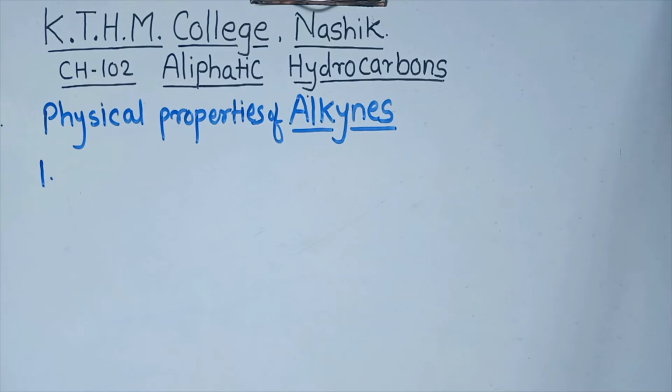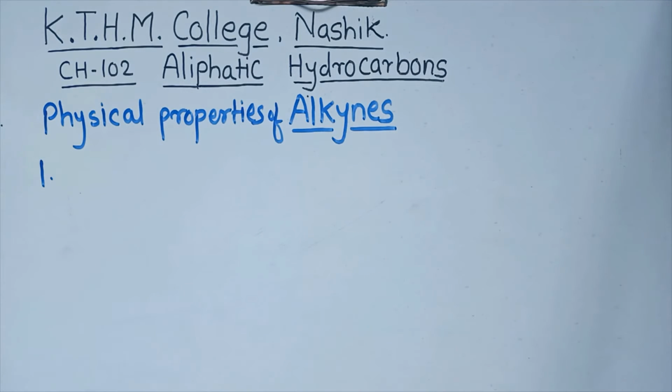They are soluble in non-polar solvents because in the previous lecture we discussed that like dissolves like. Non-polar compounds are dissolved in non-polar solvents while polar compounds are dissolved in polar solvents. This part we have already discussed. That's why these alkynes are non-polar in nature. They are weakly polar. Hence they are soluble in non-polar solvents. Okay, this is the first physical property of alkynes.